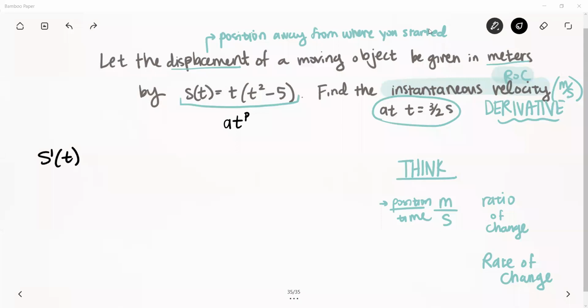Okay, so hopefully you thought about it. And this can be rewritten if I just distribute. That should be okay, because then I'm going to have t times t squared, which is t cubed, minus 5t. And now this is totally ready for power rule. So that's kind of nice. Right. So go ahead and try and finish this question. Pause, and when you resume, I'll go through it.